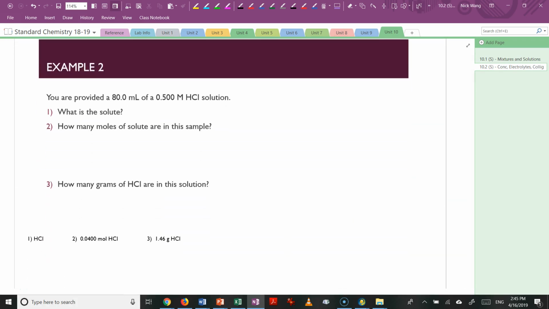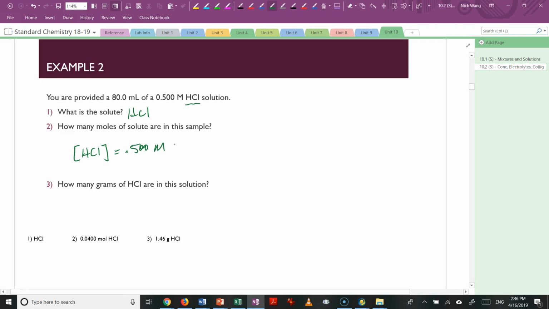Here's a second example. You're provided 80.0 milliliters of a 0.500 molar HCl solution. So what's our solute? We can go ahead and say that the solute is going to be HCl. So when they say 0.500 molar HCl solution, we're just assuming that HCl is that solute, and therefore the solvent is your water. How many moles of solute are in your sample? Remember, the concentration of HCl is given to us as the 0.500 molar that was given to us in the problem.